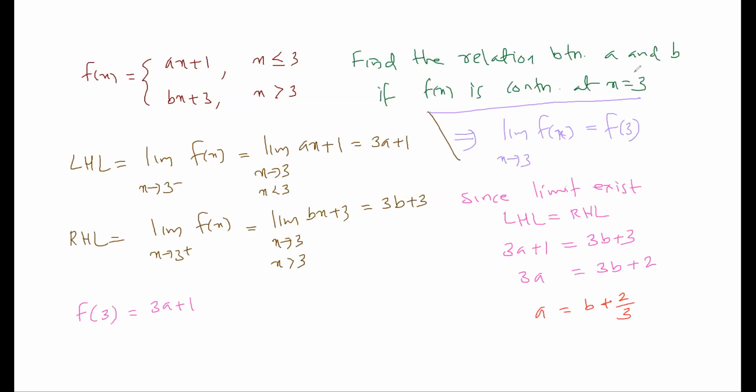That was the question: find the relation between a and b if f of x is continuous at x equals 3. Since it is continuous, the left hand limit and right hand limit exist and both are equal. So from equality we got 3a is equal to 3b plus 2, and from that a is equal to b plus 2 by 3. So that is the relation connecting a and b.